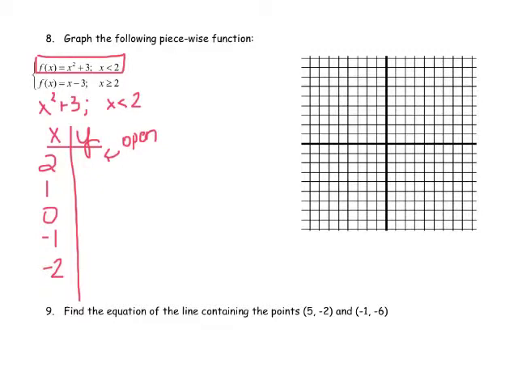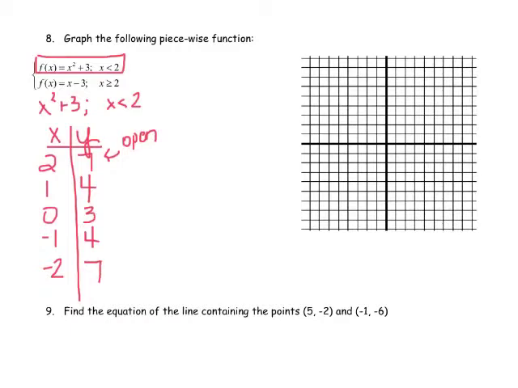Let's go ahead and just finish this table. It doesn't matter the order you go. So when I plug in 2, I get 2 squared, which is 4, plus 3, which is 7. So when I plug in 1, 1 squared is 1, plus 3 is 4. 0 squared plus 3. -1 squared is positive 1, plus 3 is 4. -2 squared is positive 4, plus 3 is 7.